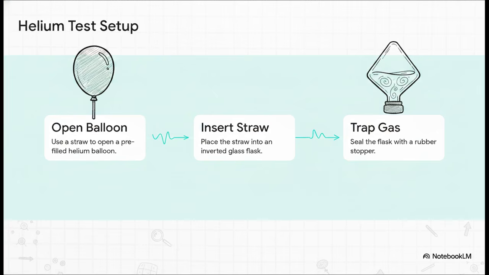Step 1, we take a standard pre-filled helium balloon and carefully snip the bottom open to insert a straw. Step 2, we stick that straw into an inverted, meaning upside-down, glass flask. And step 3, we just trap the gas in there with a rubber stopper. We're essentially manually moving the helium from the balloon into our test container.